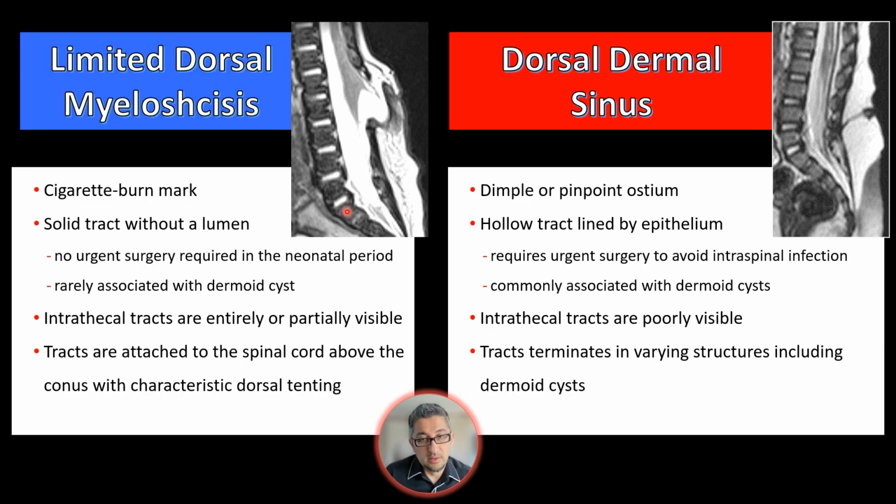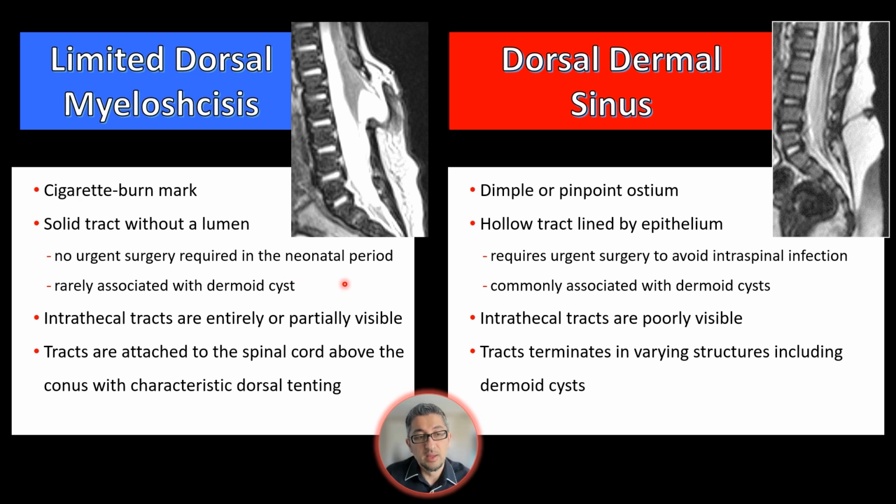Limited dorsal myeloschisis cases are typically presented with a cigarette burn mark, non-saccular forms especially. And dorsal dermal sinus tract is presenting with a dimple or a pinpoint ostium. In this group, there is a solid tract without a lumen, which means that these children do not need an urgent surgery during the neonatal period, and they are rarely associated with dermoid cysts. But in this group of dorsal dermal sinus tract, because there is a communication that may cause a central nervous system infection, they require urgent surgery, and they are commonly associated with dermoid cysts.